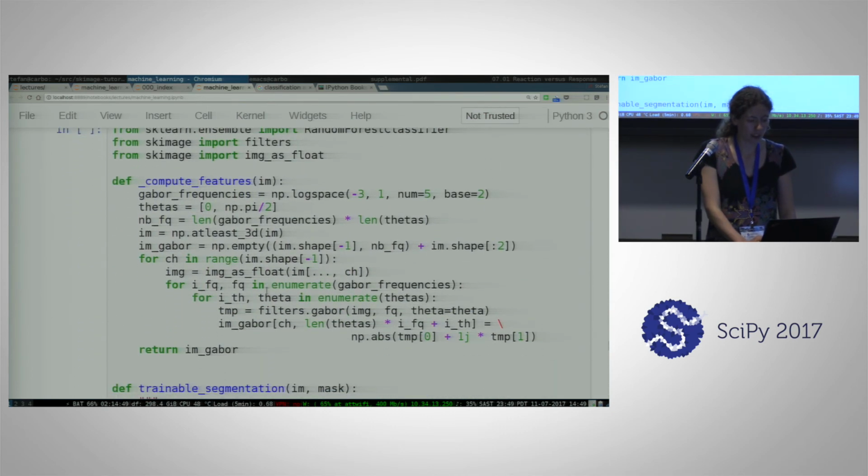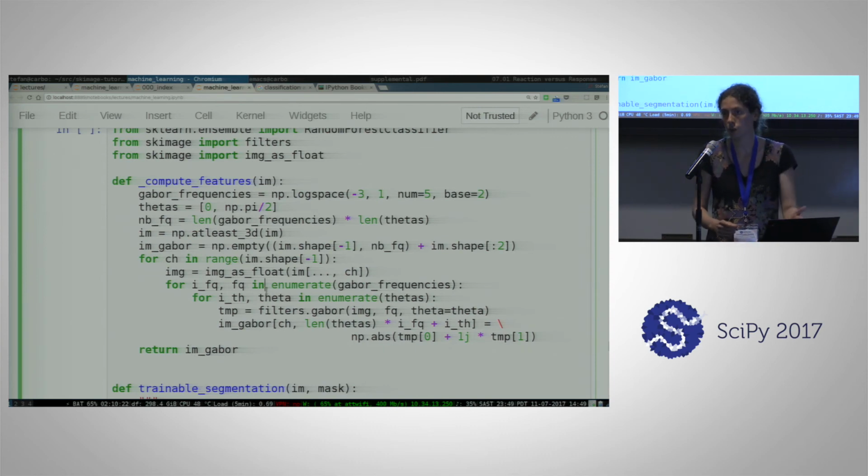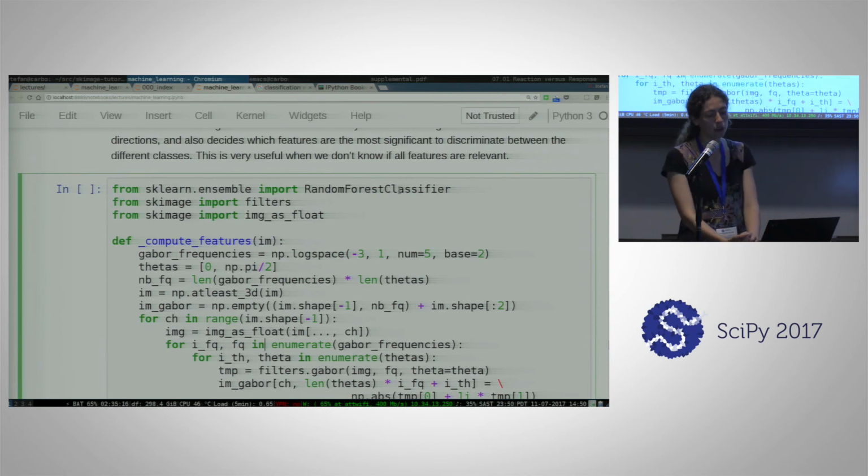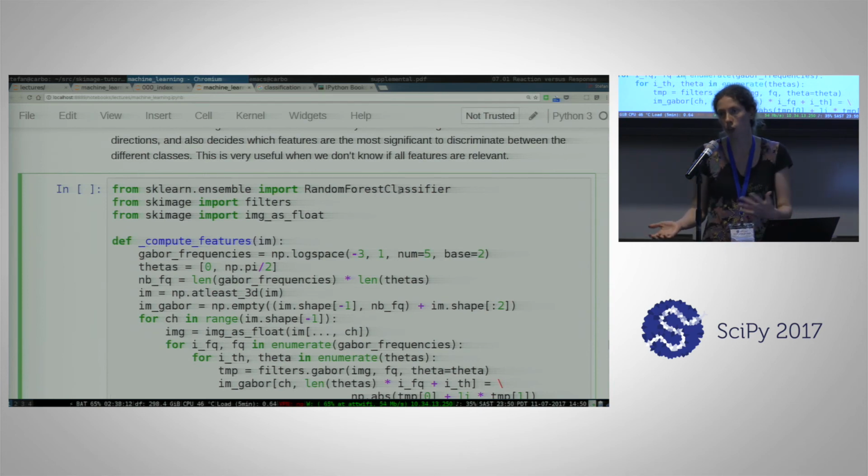Here I define a function to compute these Gabor filter features out of an image, but for the sake of speed, let's consider it as a black box function. I have an image and it returns a vector of features for each pixel. And I will use a random forest classifier, which is another estimator from scikit-learn. Why do I use a random forest classifier, and not an SVC support vector machine classifier? It's because here I want to use a very large number of features, and I don't know whether all the features are relevant or not.